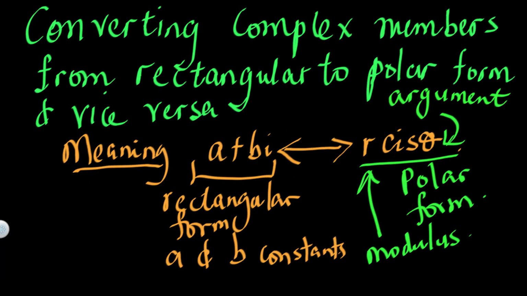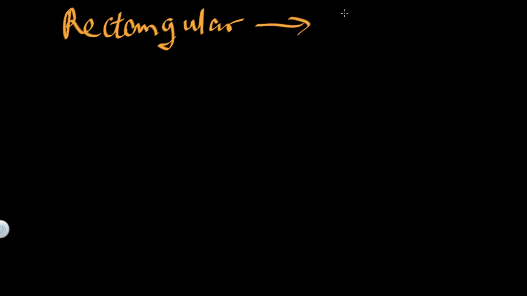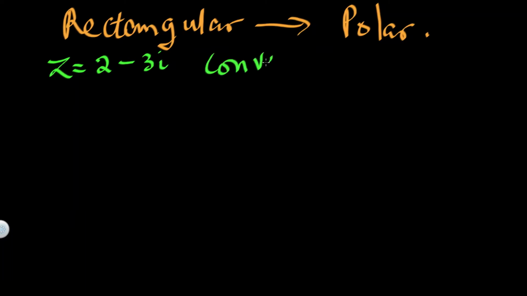I'm going to start with converting from rectangular form to polar form. An example is, I'm given, let's say, 2 minus 3i. So we have a complex number called z, which is 2 minus 3i, and we are required to convert it to polar form.